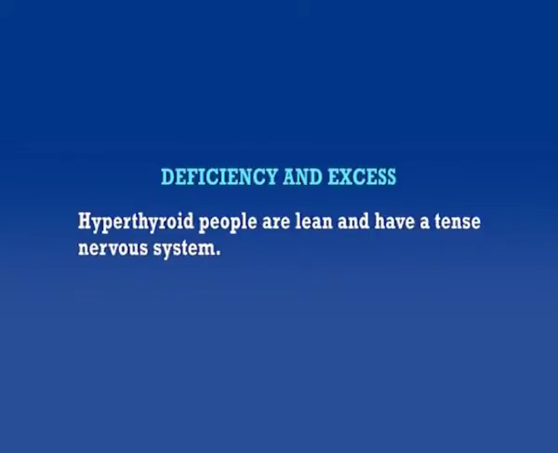Overactivity of the thyroid gland and overproduction of thyroid hormones lead to a greatly increased metabolic rate, possibly leading to very considerable weight loss despite an apparently adequate intake of food. Hyperthyroid people are lean and have a tense nervous system. When there is a risk of iodine deficiency, supplementation of food is common. Iodized salt may be available, or bread may be baked using iodized salt.